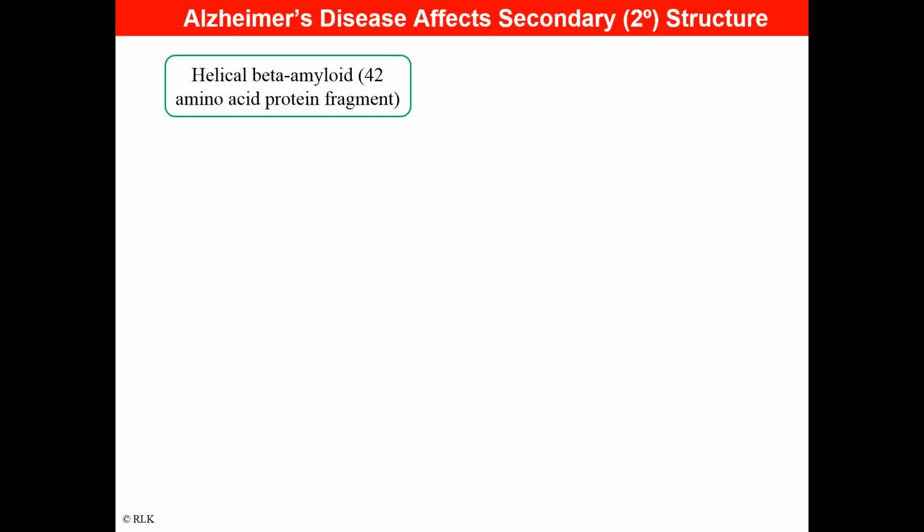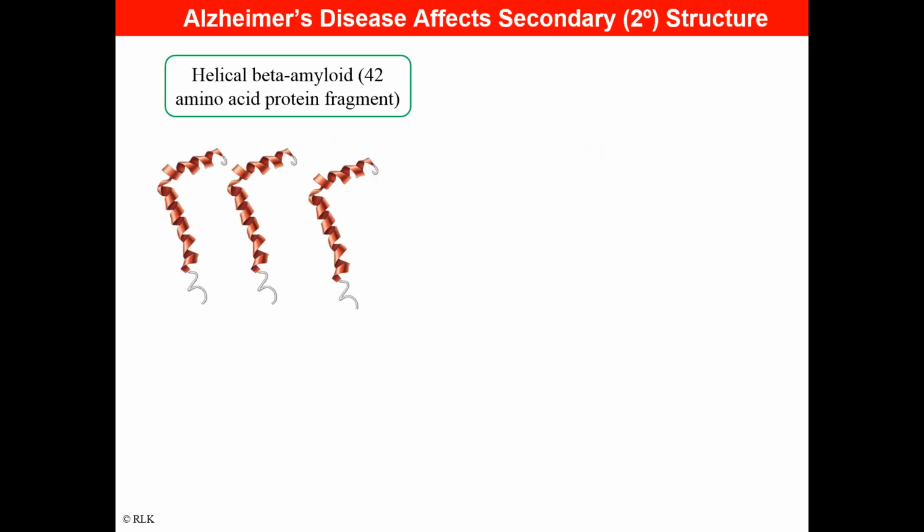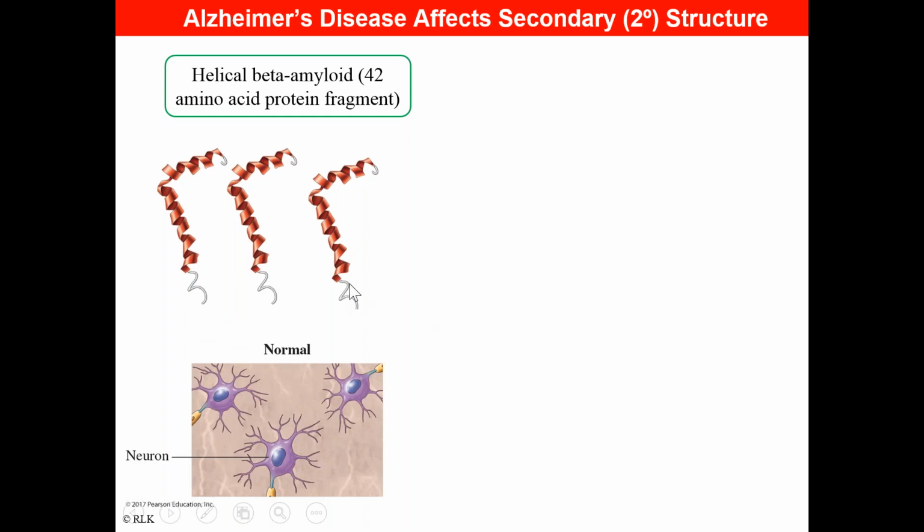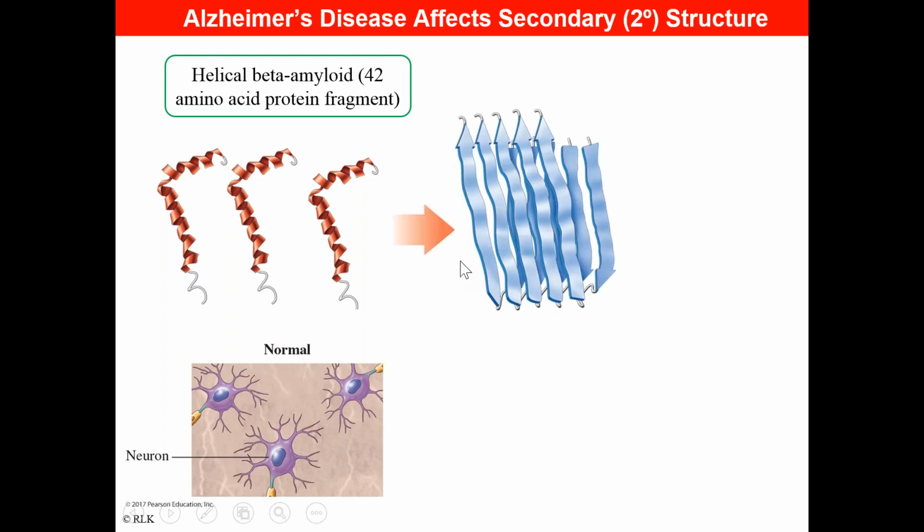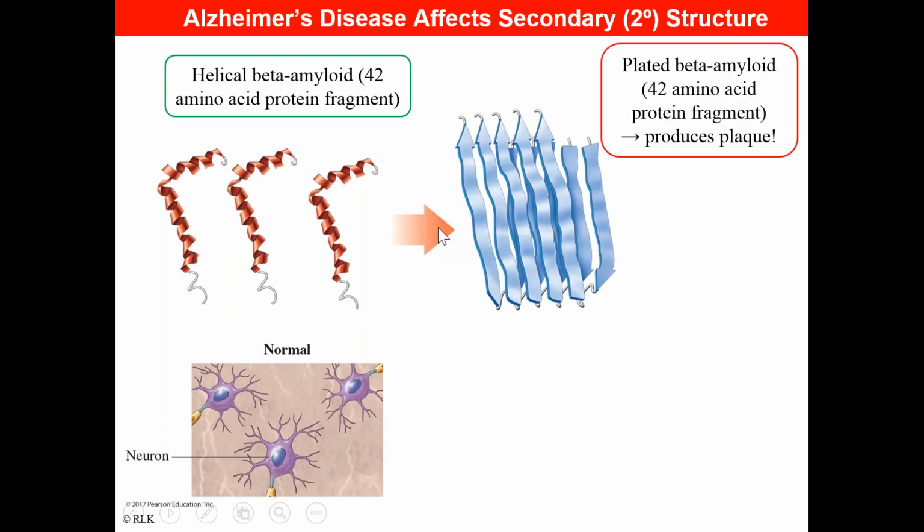So here's a helical beta amyloid, a 42 amino acid protein fragment, okay? So here is a beta amyloid. That's just this general shape, okay? And it's all done in this helical pattern, and then you have some additional residues there that are not participating too much in hydrogen bonding, all right? But this gives rise to all these different beta sheets, right?